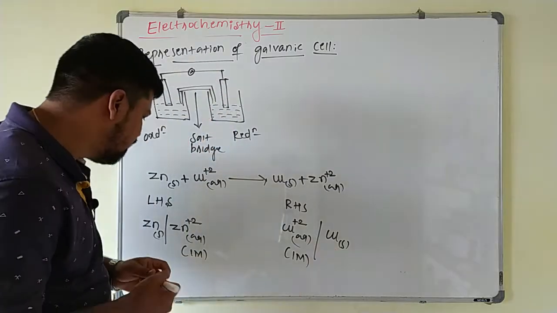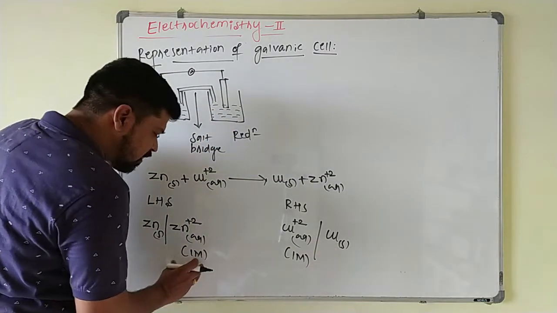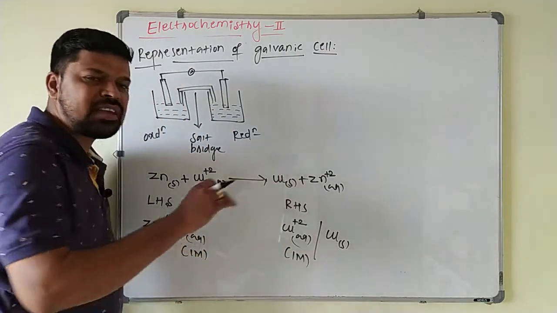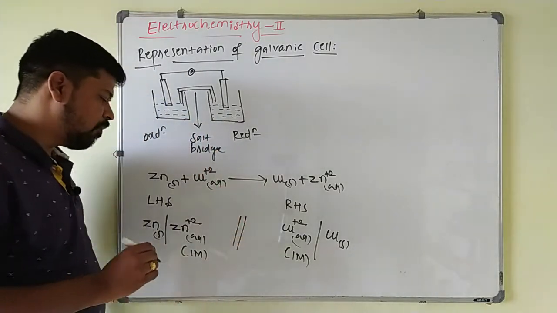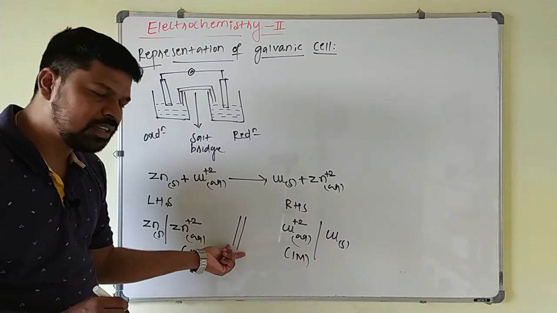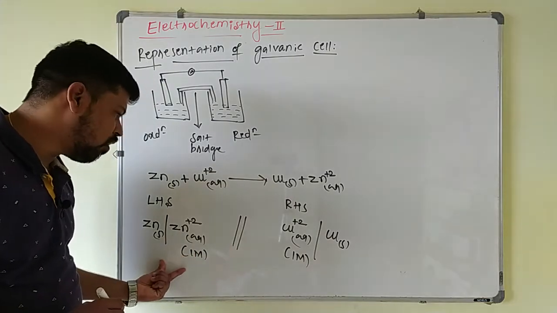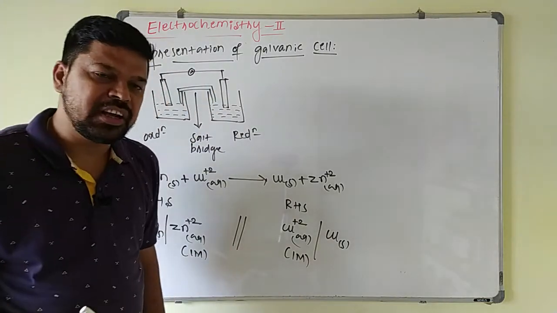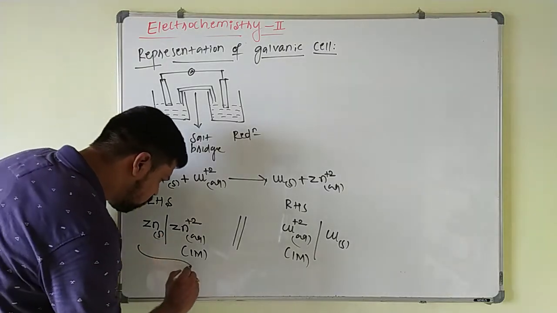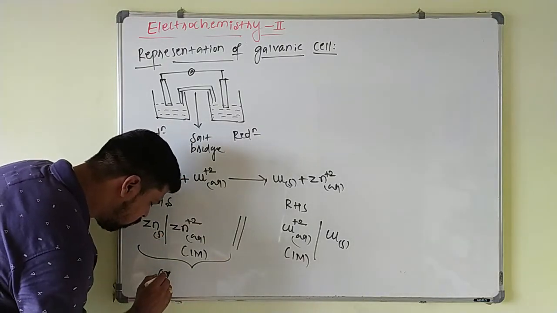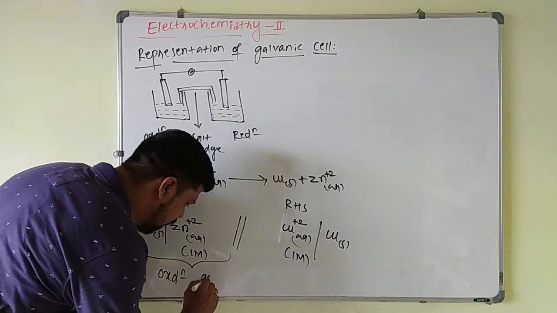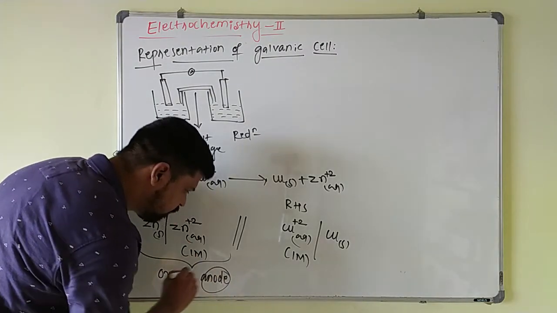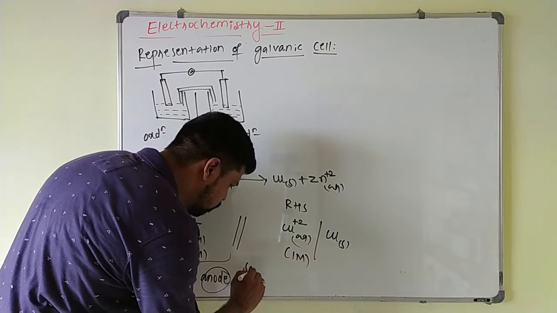Now between the oxidation half cell and the reduction half cell, a salt bridge is represented by putting a double vertical line. If you put a double vertical line, this represents the salt bridge, and this is the oxidation half cell, and this will be the reduction half cell. So the oxidation half cell, where oxidation takes place, is acting as the anode. And this is your salt bridge.